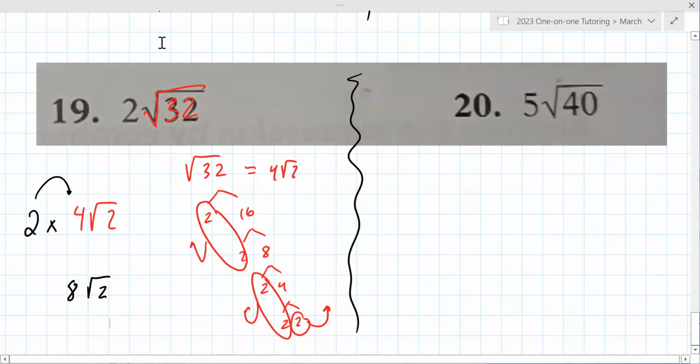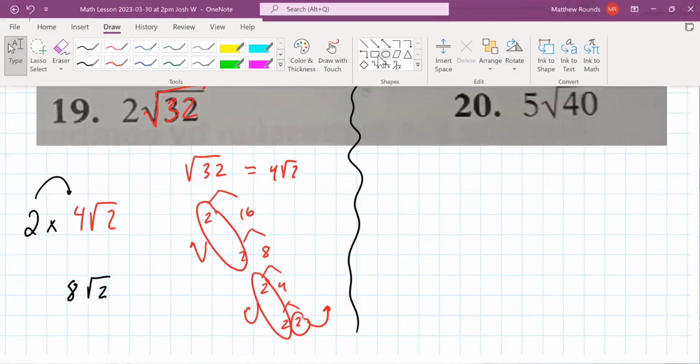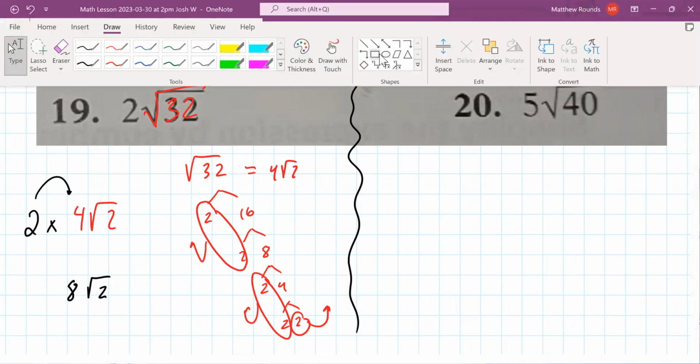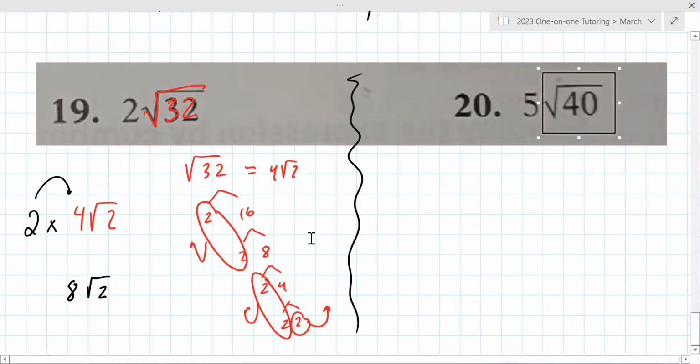So your focus is basically on the root part, and then you take whatever you get in the root part and multiply it by this out in front. Okay, so I'm going to leave this up. I'd like you to try 20, ask me some questions, but your focus has to be on the square root of 40. You have to be able to reduce that like we've been doing now.